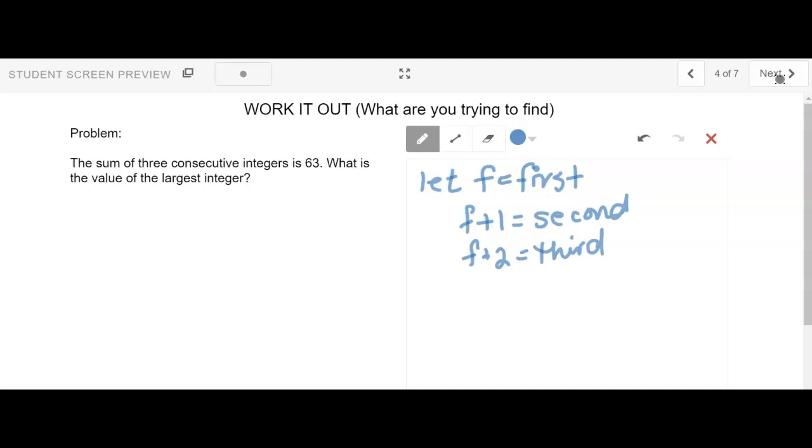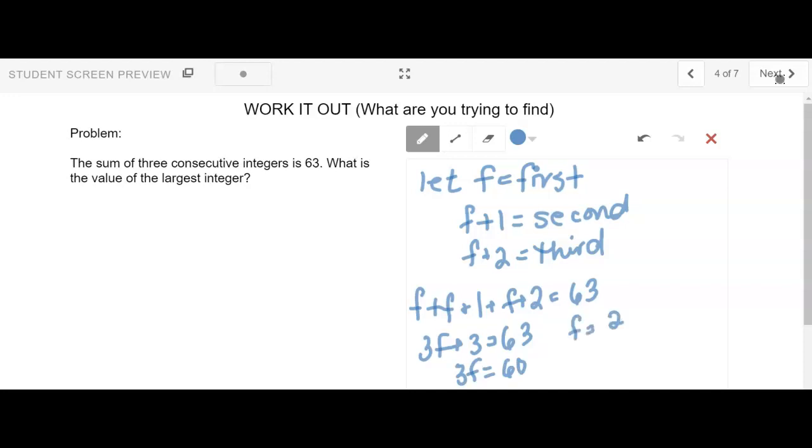So I'm working it out. I'm going to take my first, add my second, and add my third, and I'm going to get 63. So I'll combine my like terms: 3f plus 3 is equal to 63, and then I'm going to solve for f. I subtract 3, and I get 3f is 60. When I divide both sides by 3, I get my first number is 20.